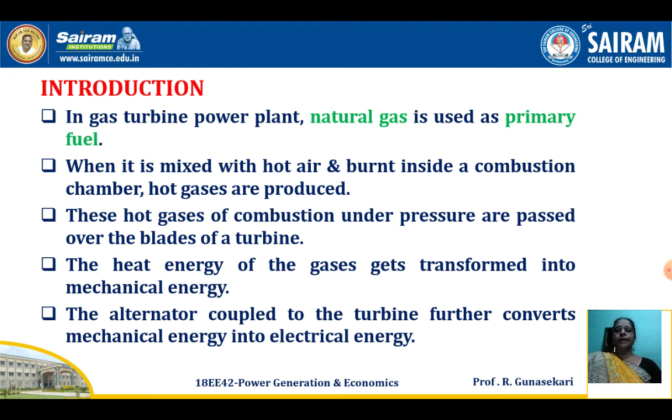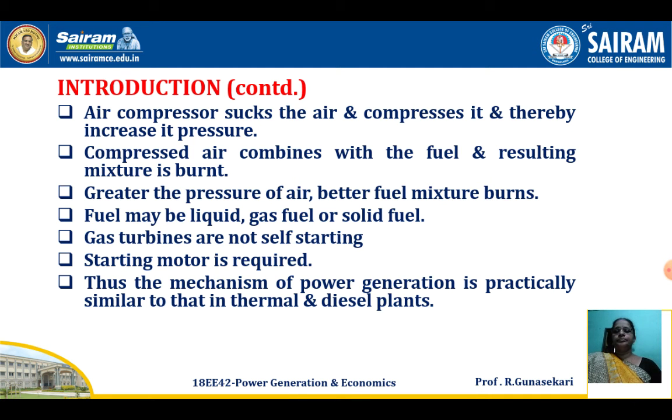In a gas turbine power plant, natural gas is used as the primary fuel. This natural gas is mixed with hot air and burnt inside the combustion chamber. Hot gases are produced. These hot gases of combustion under pressure are passed over the blades of the gas turbine. The heat energy of the gases gets transformed into mechanical energy. The alternator coupled to the gas turbine further converts mechanical energy into electrical energy.